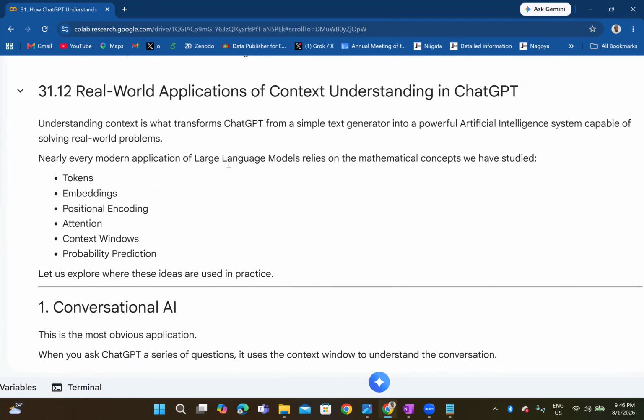Nearly every modern application of large language models relies on the mathematical concepts we have studied: tokens, embeddings, positional encoding, attention, context windows, and probability prediction. Let us explore where these ideas are used in practice.